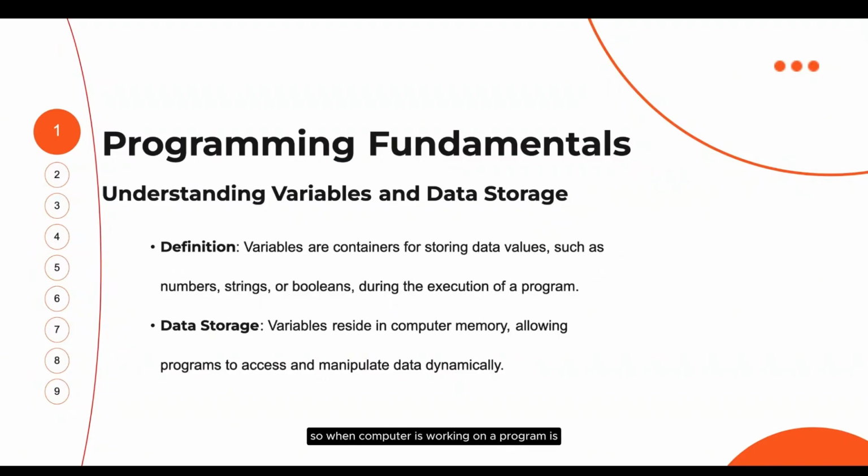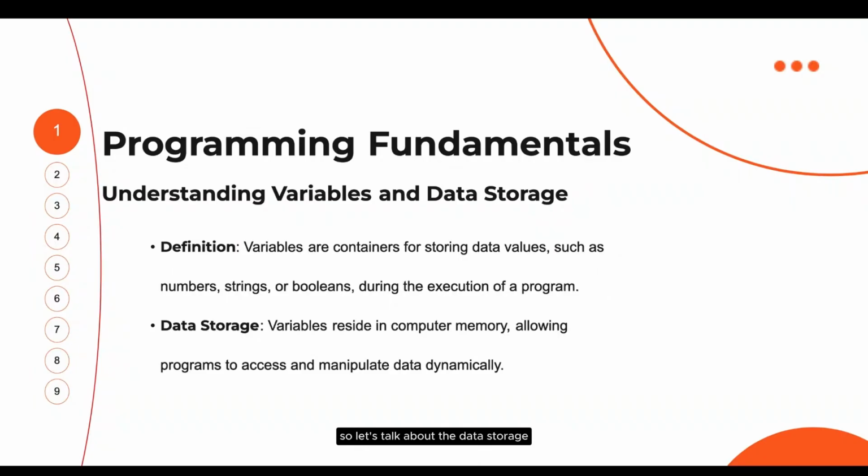So when the computer is working on a program, processing data, it uses these variables to store data, and the values inside the variable can change. That is why it is called variable. It can change. While for constants, constants are also just containers for holding data, but the values of a constant cannot change during program execution.